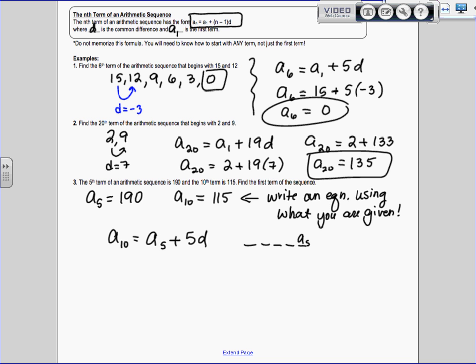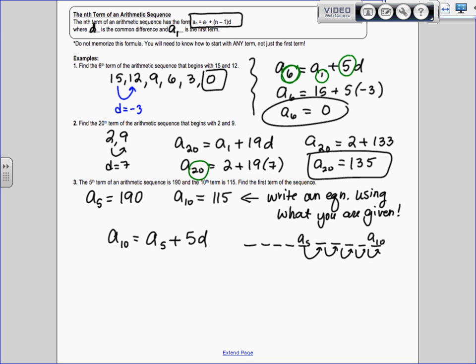So this is the 5th term. 6, 7, 8, 9, 10. This is the 10th term. I would need 1, 2, 3, 4, 5, right? It makes sense, 5. So let's look at our subscripts from before. If I wanted to get the 6th term, I had a subscript of 1 and I added 5, right? 1 plus 5 gives me 6.